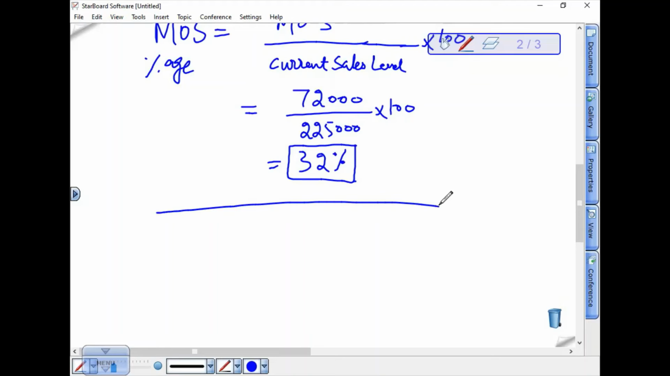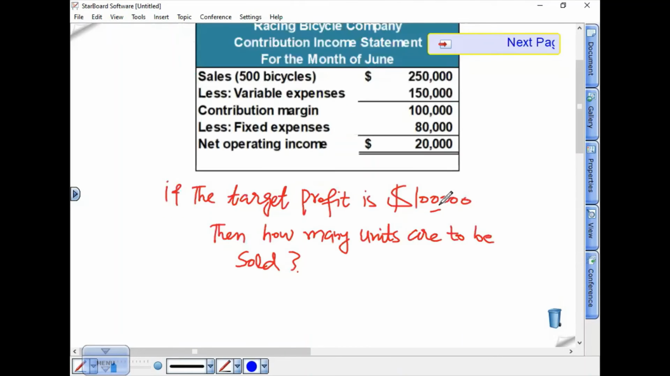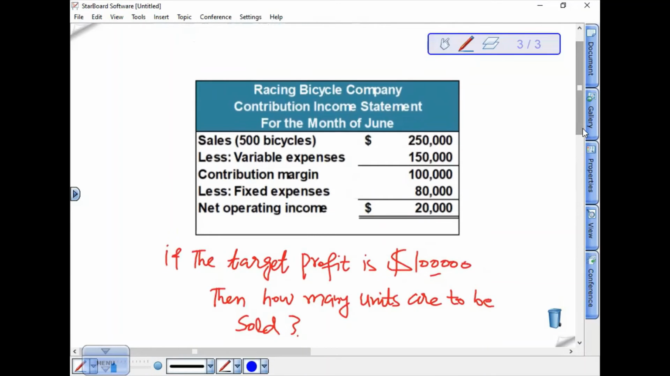Okay, now the last part of our video is targeted profit. You can see this question and the data is given to you. Racing bicycle company: the current sales are 500 bicycles, its variable cost for 500 bicycles is $150,000, and the contribution is $100,000, which is the difference of sales value and variable cost. And if we deduct fixed cost from our contribution, then we have net operating income.